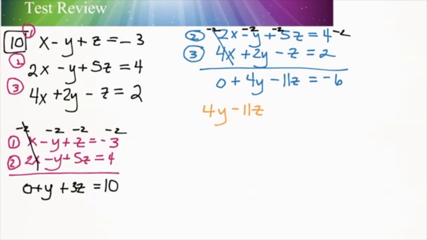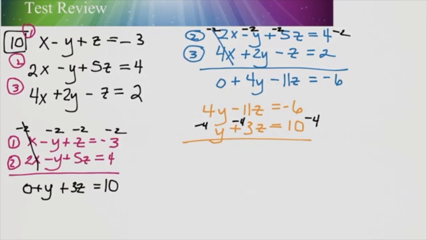Now I can take my 4y minus 11z equals -6, and the y plus 3z equals 10 from the previous answer. And if I do elimination on that, I'm going to go ahead and stay in order, and I'm going to eliminate the y's. So it's going to be -4 all the way across, so that I'll have 4y minus 4y, and that'll make 0. And then I've got a -11 and a -12, which will make a -23z.